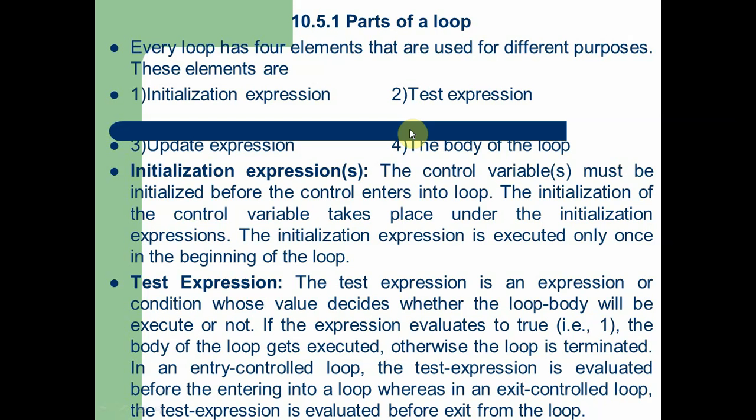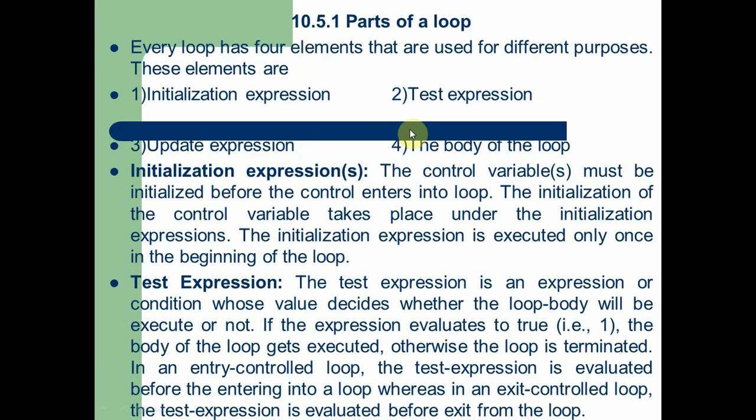So the initialization expression means the variable which is used to control the loop statement, that is, the number of times the loop is going to execute depends upon the condition. The variable which is used in that condition is initialized in this section, the initialization expression. So the initialization expression is executed only once at the beginning of the loop.